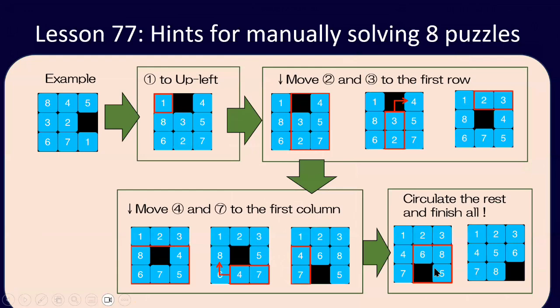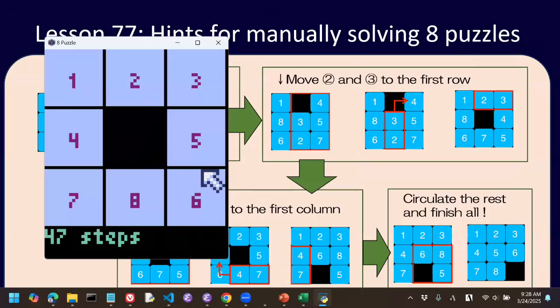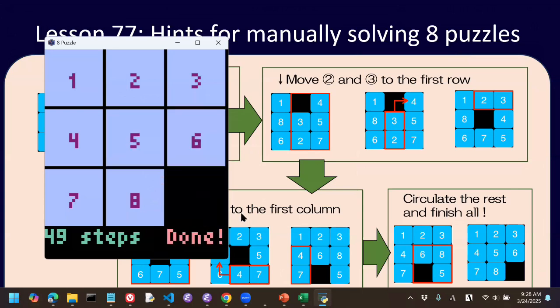The next thing is to calculate the rest in here and finish all. We can do either clockwise or counterclockwise. For example, in this case, it's easy to do in counterclockwise. And now we have everything in place. Good. 49 steps, so it's not actually the smartest way, but anyway, we know we can do it.